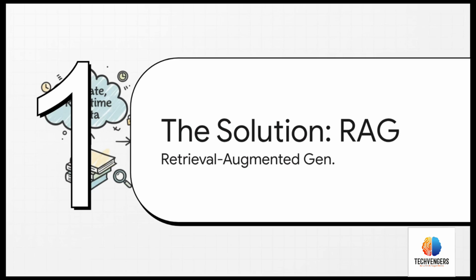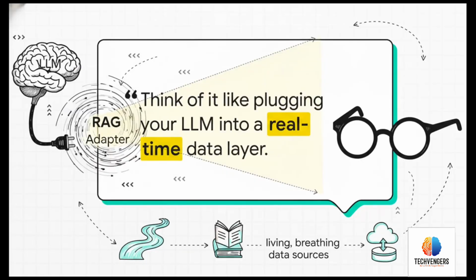So how in the world do we bridge that gap? Well, the industry standard solution is this really elegant pattern called RAG, which stands for Retrieval Augmented Generation. I absolutely love this analogy because it's just so accurate. RAG is basically the adapter that connects the LLM's incredible reasoning engine directly to your living, breathing data sources. It's like giving that blind model a pair of glasses so it can finally see your world.